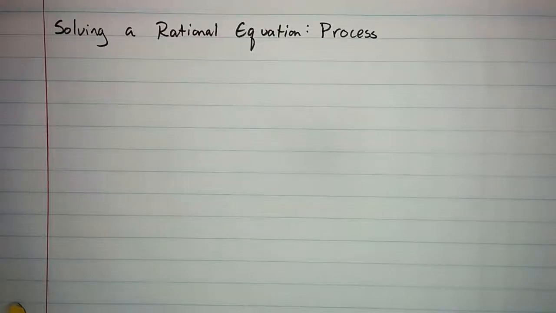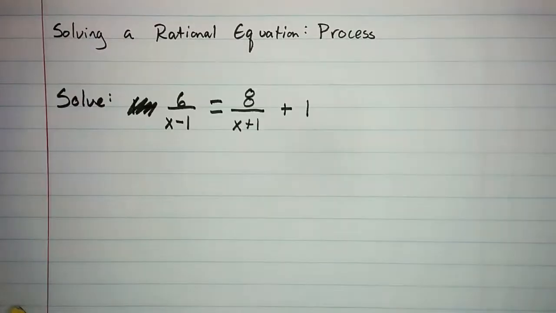It's important to distinguish the process of solving a rational equation from the process of adding two rational expressions. And it's easy to get confused because the steps are somewhat similar. So let's take a look at a rational equation that we've seen before. Let's suppose we wanted to solve this rational equation. What would our steps be?